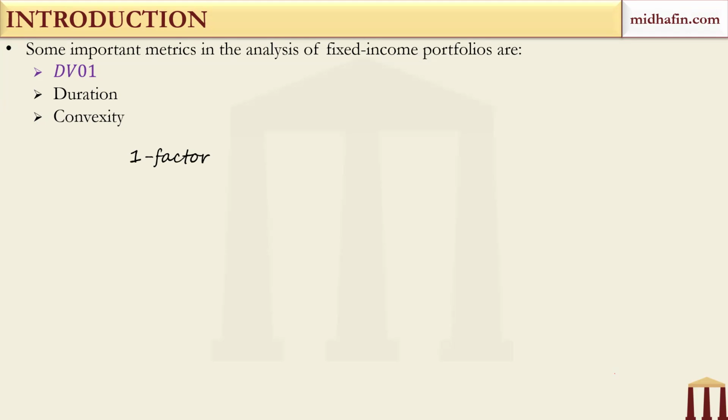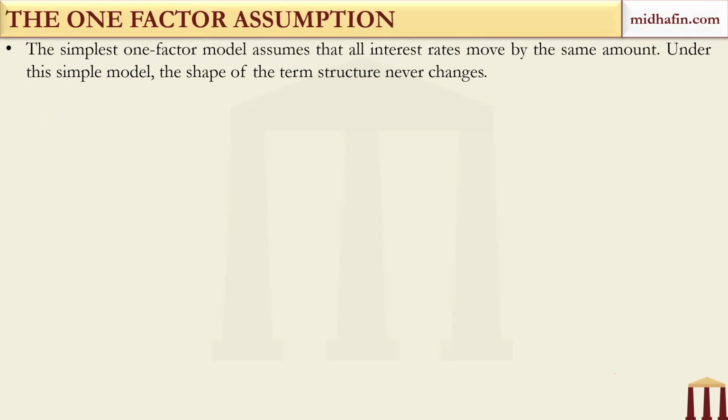Okay. Now, these three measures assume that all the interest rates depend on one factor. Okay, that factor can be any other interest rate, let's say the 5-year interest rate. So for example, if the 5-year interest rate changes by 1 basis point, all other rates will change. So the 5-year interest rate actually becomes your prime factor, and we want to hedge against that. Now the one factor assumption, as I have already mentioned, says that all the interest rates move by the same amount, and the simple model says that the shape of term structure never changes.